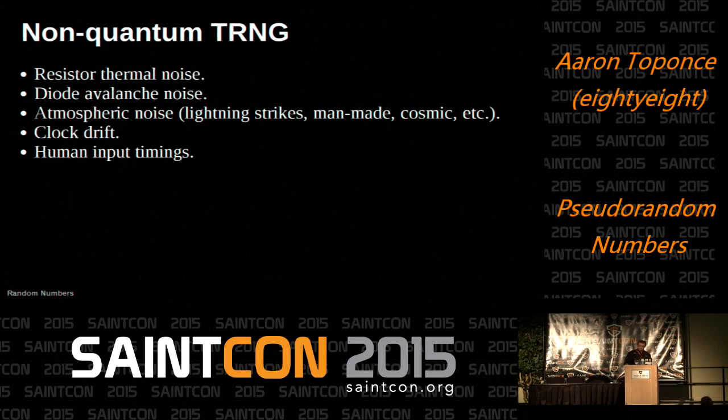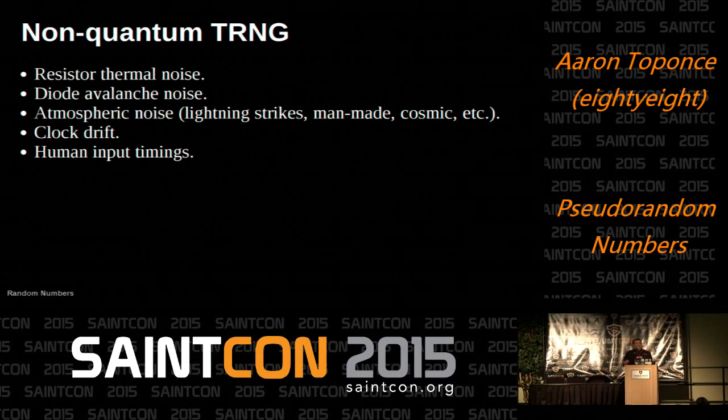Non-quantum true random number generators use things that are not at a quantum level. Things like thermal noise in a resistor. A resistor steps down voltages, right? And as a result, that step down gets lost in heat. That energy is lost in heat. We can measure the heat fluctuations on a resistor. Diode avalanche noise, atmospheric noise, lightning strikes, car engines, so on and so forth. If you have an antenna, great source for random numbers. Clock drift, not even clock drift, but hard drive timings, hard drive I/O, network I/O, human interaction, even.